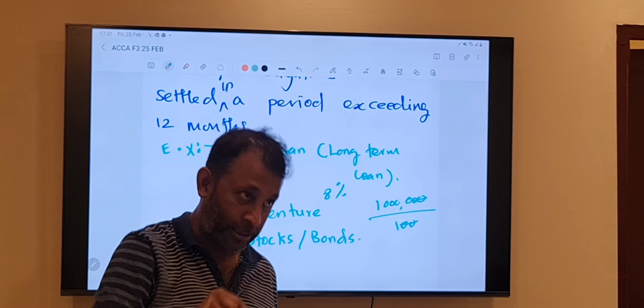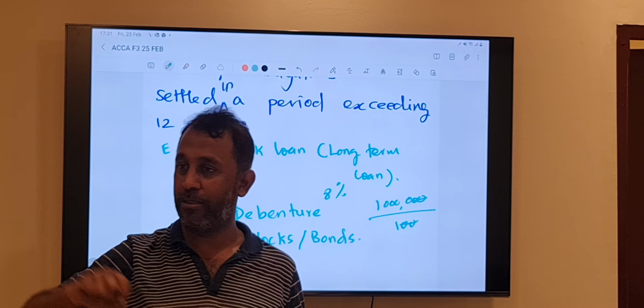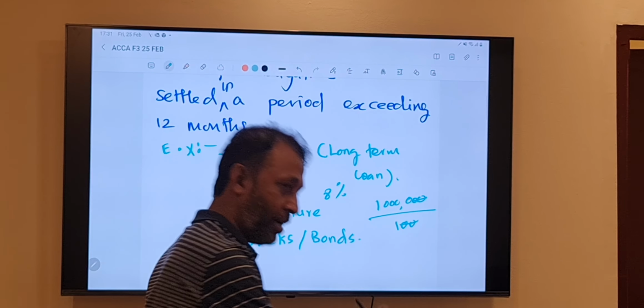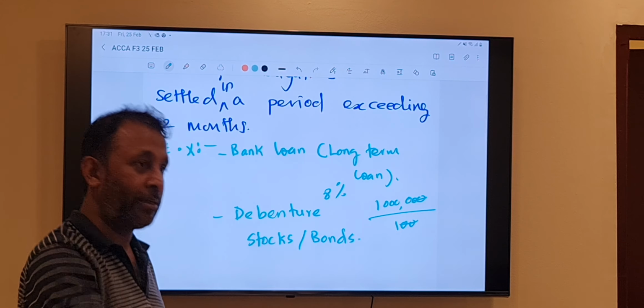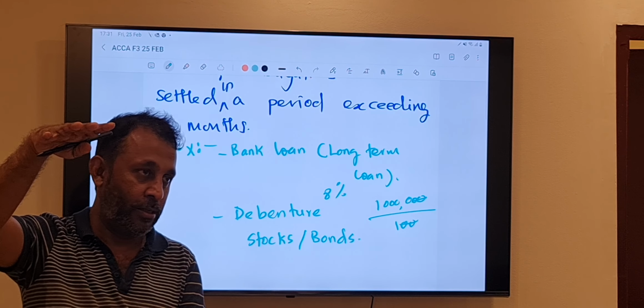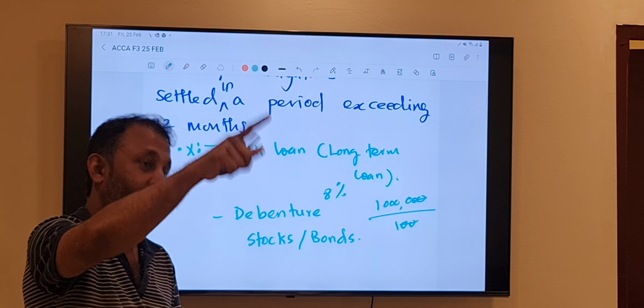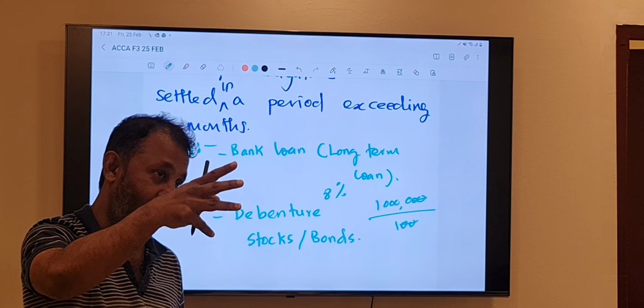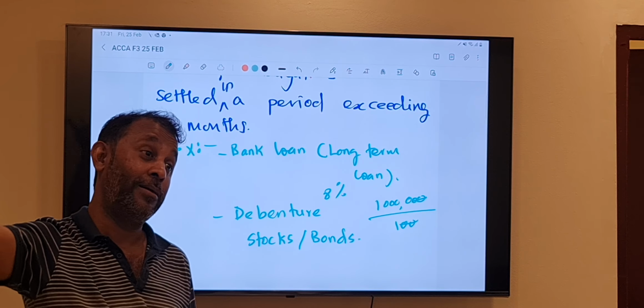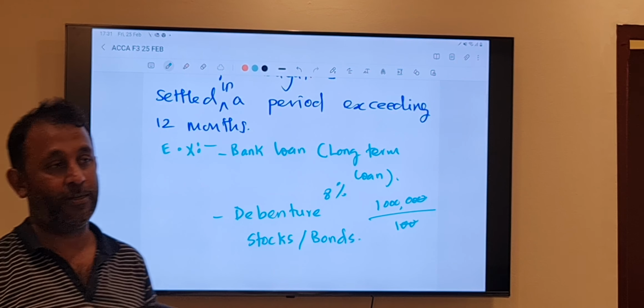So I keep their register. Mr. Adil, Mr. Rashid, Mr. Jaber, and all that list I maintain in an Excel sheet or a system. Then every year I pay interest. At the third year, I will pay the interest plus the amount that he gave me.